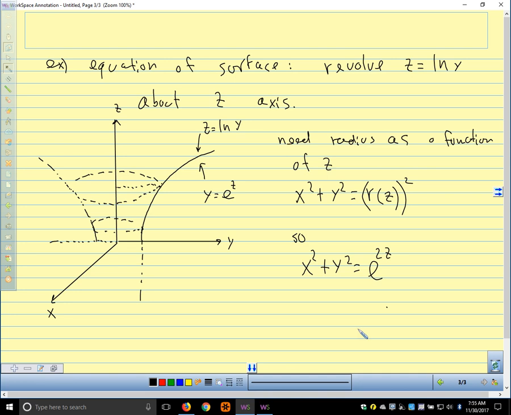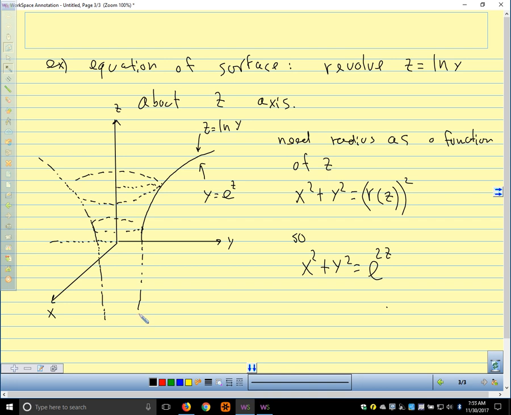And our radius, we visualize it this way, our radius is y. So we're in this plane, our radius would be x. So that would be an equation of that surface of revolution. And it turns into this kind of infinite funnel shape.